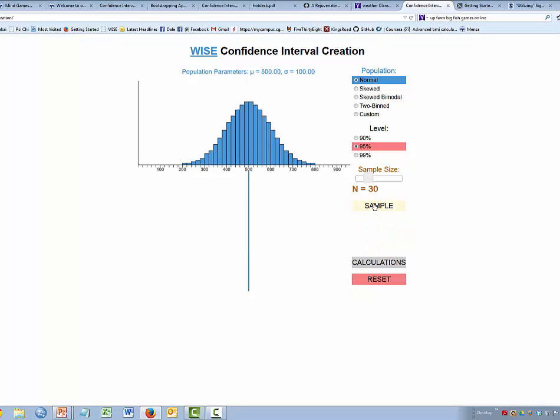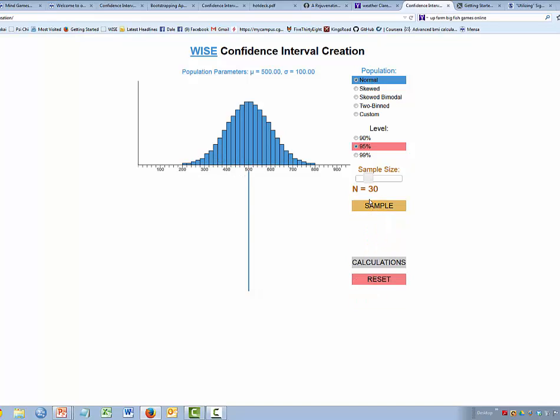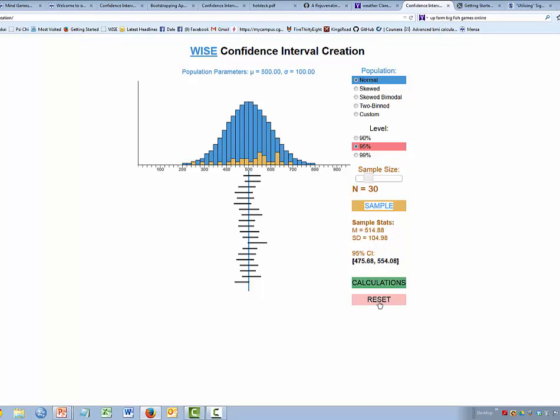We could try another set of 20 to see that each person gets a different confidence interval. This time out of the 20, nobody missed it. And I'll do one more set of 20. We would expect about 1 in 20. Sometimes you get none, sometimes you get 1, and sometimes you get more than 1.